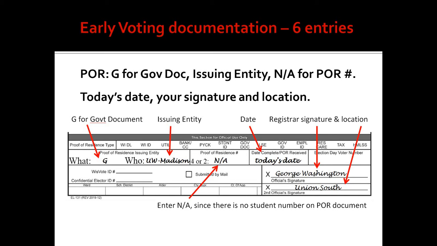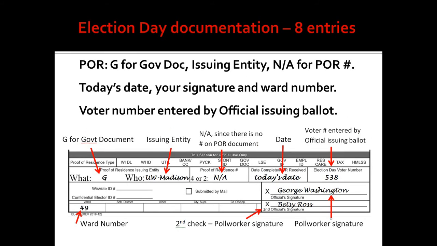For early voting, write the location, such as Union South, in the box below your signature. This is a total of 6 entries. For Election Day registrations, documenting POR is similar. In addition, at the bottom left, write the ward number in the proper box.